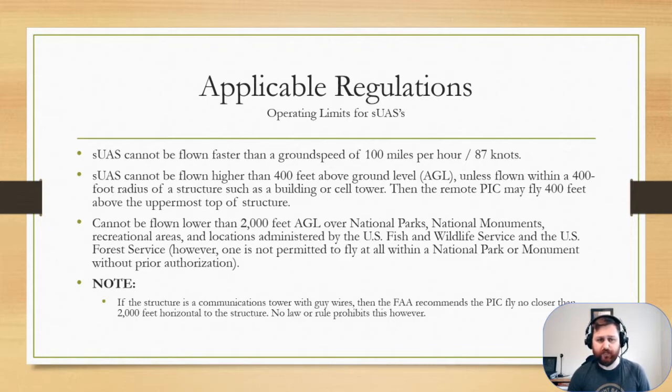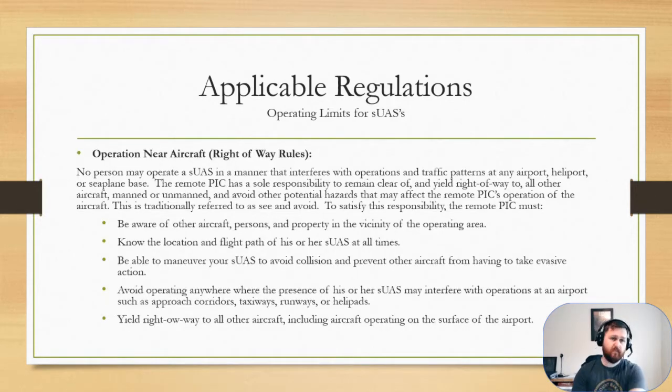Another thing to know, if the structure is something like a communication tower with guy wires, the FAA recommends that the remote PIC fly no closer than 2,000 feet horizontally to the actual structure. However, that's just a recommendation. There's no law or rule that's going to prohibit you from flying any closer to that.